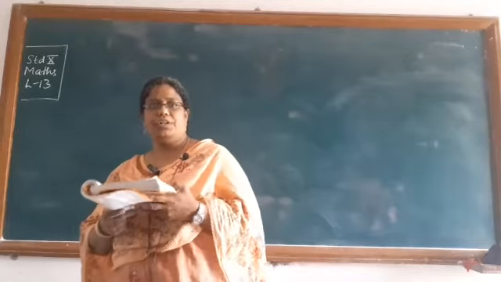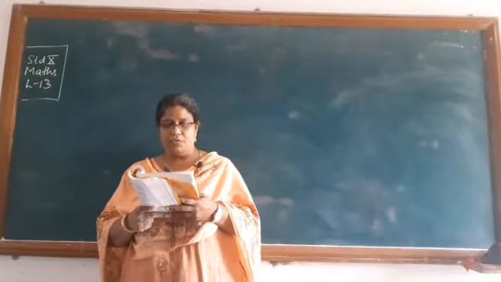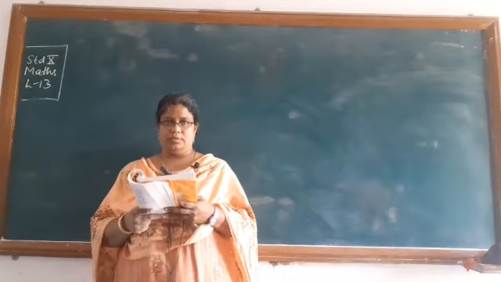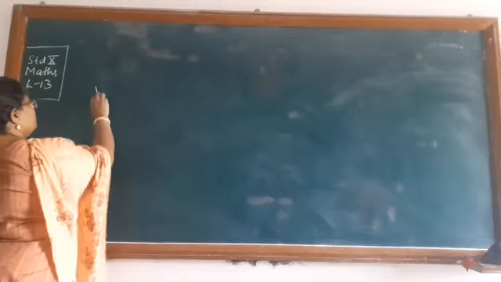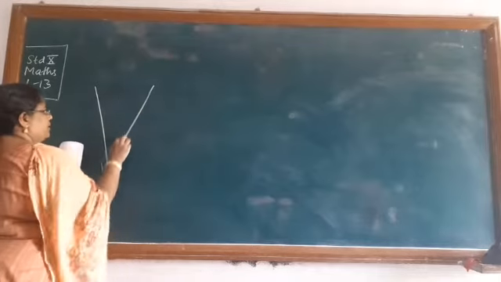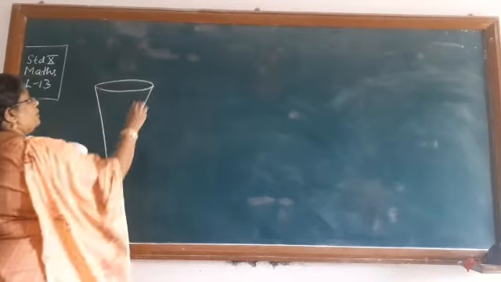Now let us take question number 5. What does 5 say? A vessel is in the form of an inverted cone. So there is a vessel which is in the form of an inverted cone. So you can draw the vessel. Okay, it is in the form of an inverted cone. So we have drawn the vessel.